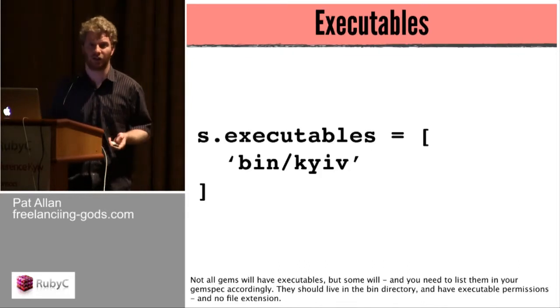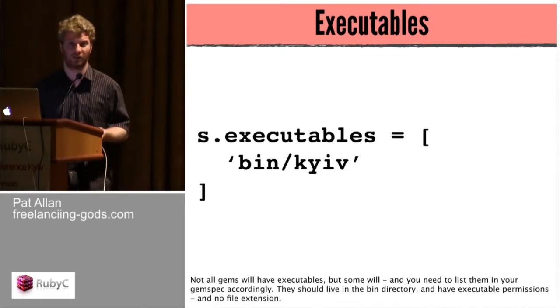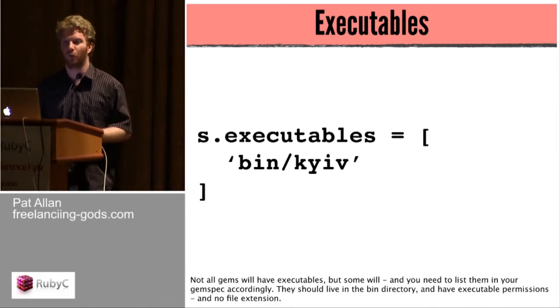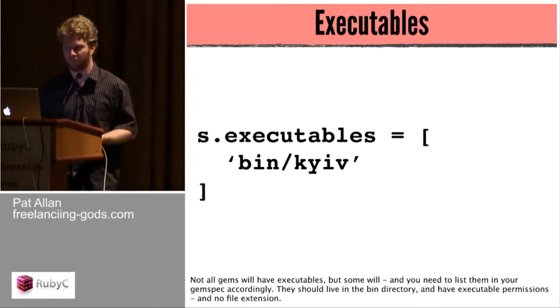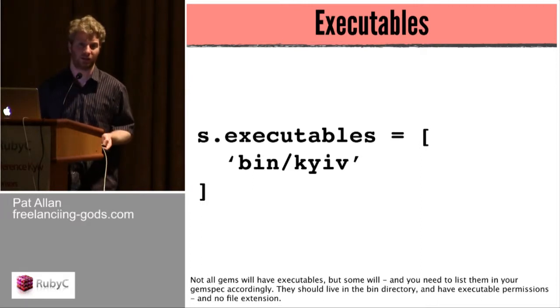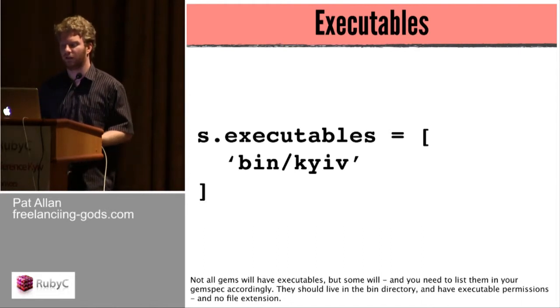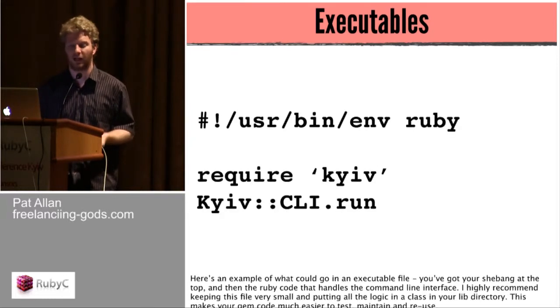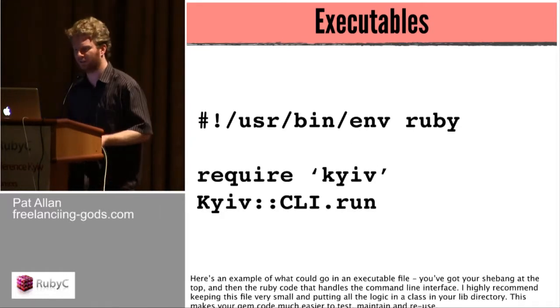Now, a lot of gems have executables, like command line tools like the Rails command, RSpec, Cucumber. If you want something like that for your gem, then you put it in the bin directory and you name the file with no file extension, because the Rails command doesn't have a file extension, and nor do any of the others. So just make sure you name the file like that, and you want to list it in your gemspec. The file itself will look something like this.